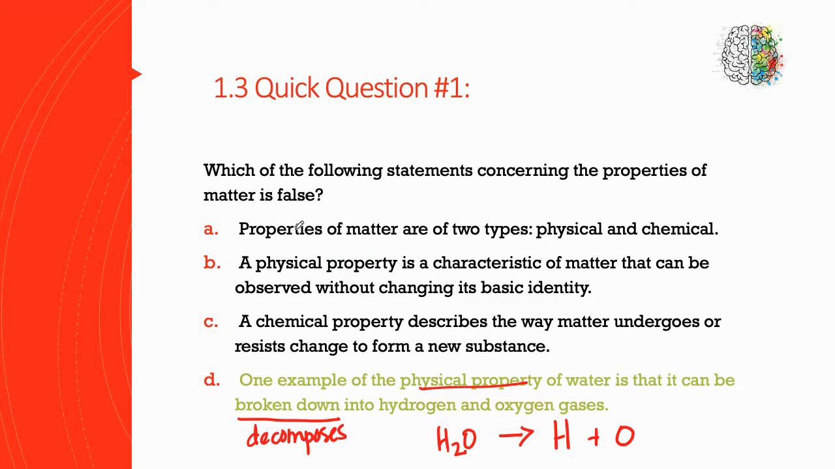Let's look at the others and make sure that they are true, right? Because we found the false one. Properties of matter are two types, either physical or chemical. That is true. A physical property is a characteristic of matter that can be observed without changing its basic identity. Remember, physical property, no change happens. A chemical property describes the way matter undergoes or resists a change to form a new substance. And that's the key with a chemical property. We form a new substance. So these are all true.